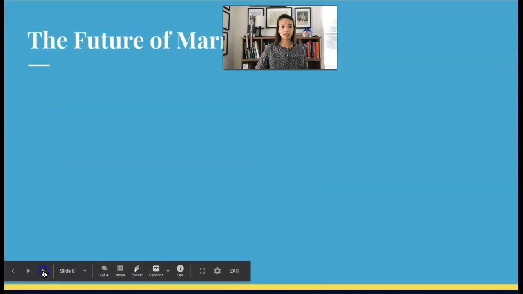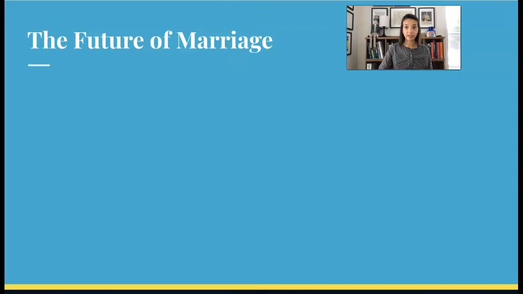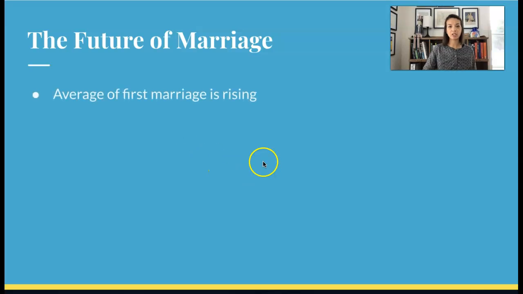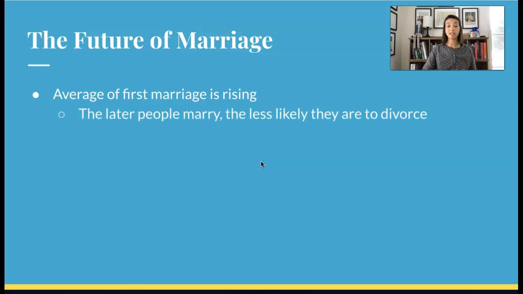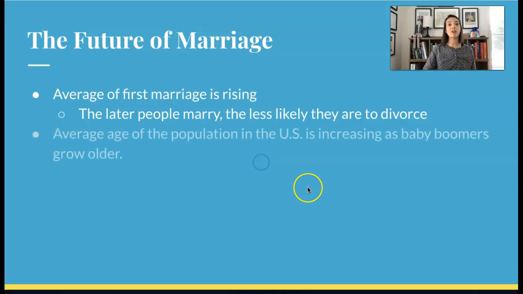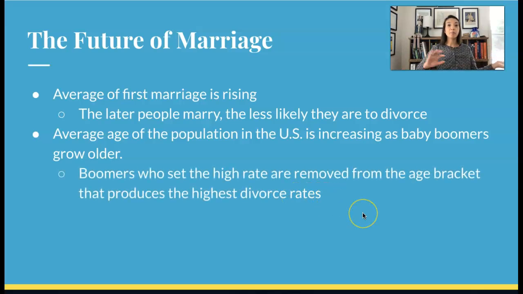And we are going to go into the last section here by looking at the future of marriage. And the statistic is that the average age of a first marriage is actually rising. The later that people marry, the less likely they are to get divorced. Here's another one. The average age of the population in the US is increasing as baby boomers get older. So the baby boomers are now starting to be grandmas and grandpas, so they're getting removed from the age bracket that produces the highest divorce rates, okay?